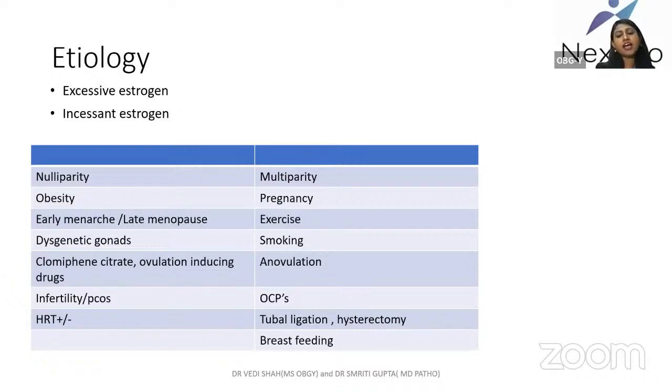Next, there are certain protective factors such as multiparity, or physiological factors like pregnancy, exercise, smoking, and ovulation, oral contraceptives. Now, you must be wondering that oral contraceptives contain estrogen, but the amount of estrogen present in these pills is very low, particularly if we are using very low dose or low dose oral contraceptives. Next, you have tubal ligation, and hysterectomy is also protective. Lastly, we have breastfeeding.